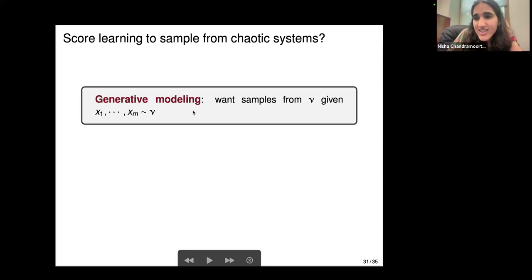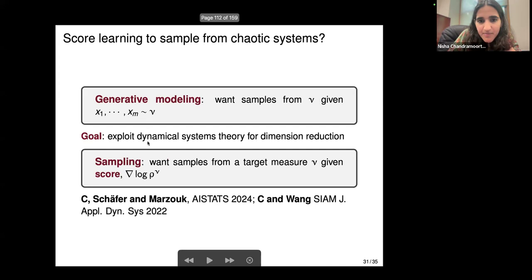Okay. Now, in the generative modeling problem, as we have discussed before, there is some target measure nu. Sorry, my notation for the target measure keeps changing. For now, it is some nu. When we are already given samples, right? But in the sampling problem, essentially we want the same thing. We want samples from nu, but what we're given is the score of the target distribution. That is the gradient log of the density associated with the target distribution.